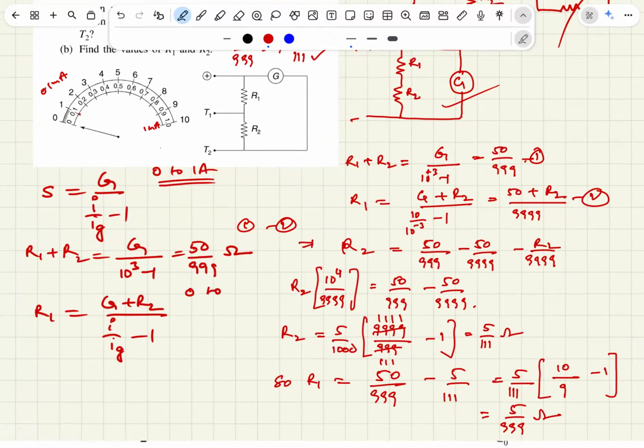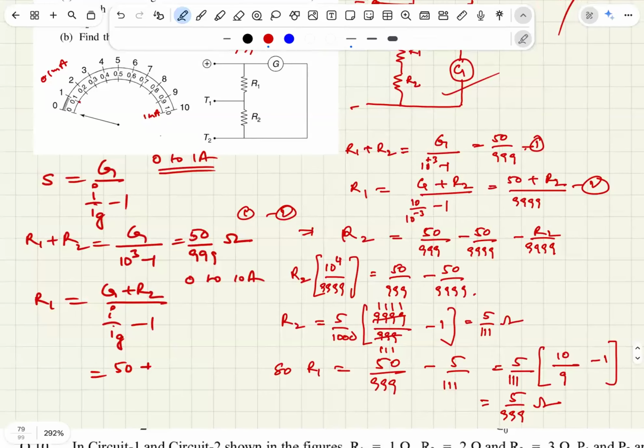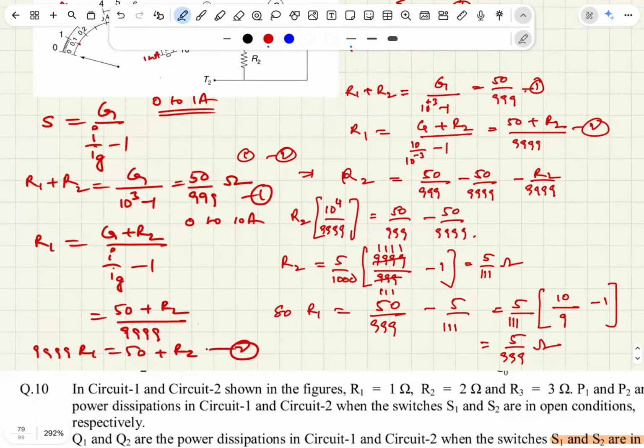If you want this for 0 to 10 amp, you want less shunt, not R1 plus R2. So in that case, R1 is G plus R2 by I by Ig, now it is 10 power 4 minus 1. However, you have R1 plus R2, one relation. You have 999 R1 is 50 plus R2, another relation. Equation 2, equation 1. You have two equations. You can comfortably solve those two equations and you will get the desired answer.